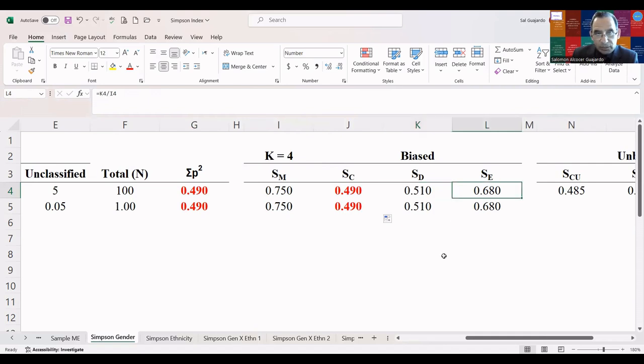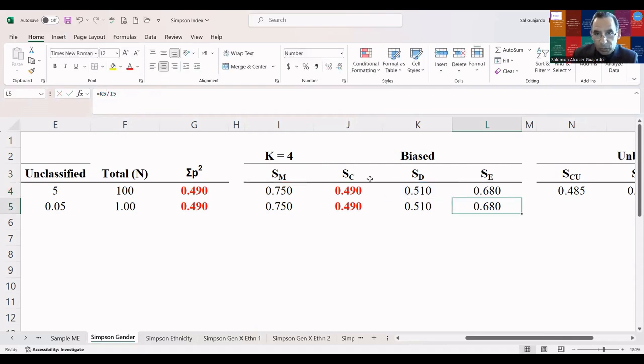To calculate the bias standardized score or evenness score, that's going to be 0.51 divided by 0.75. And here in the cells, the reference is going to be K4 minus I4. And again, that's going to be 0.68.